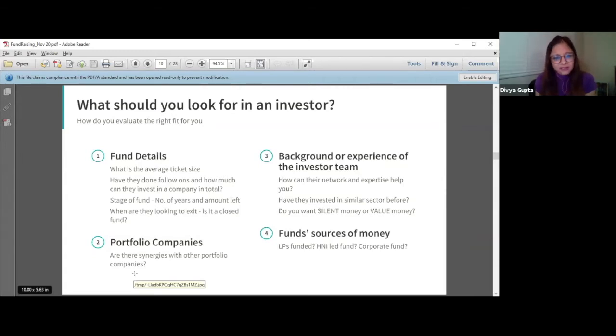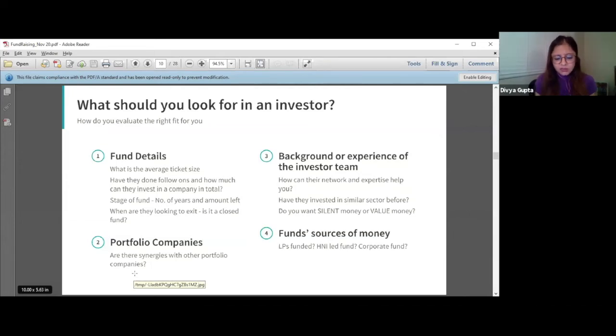Then there are funds which are open-ended as well. These are usually corporate-backed funds, or they may be foundation-led funds. Maybe if you feel that you won't be able to give an exit in 5-6 years, it makes sense to go to more open funds who will give you more time. There are more patient funds who will stay with you for a longer duration of time. So it's your call. It's something you need to decide.